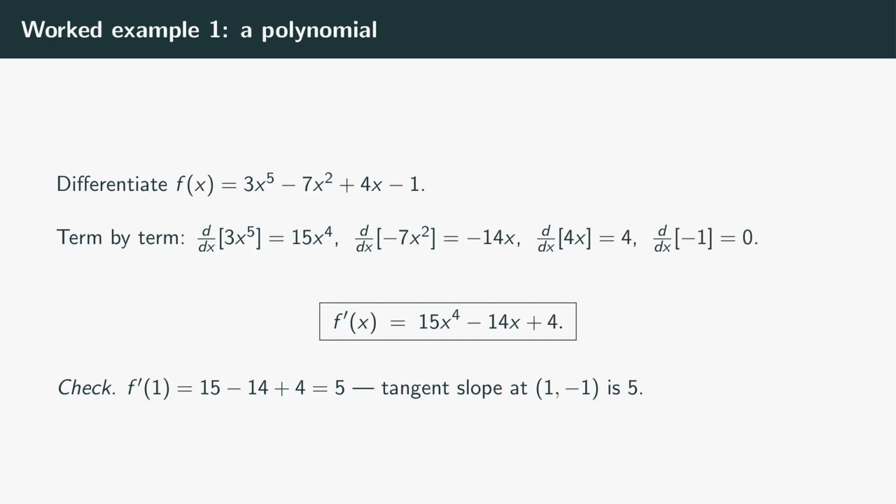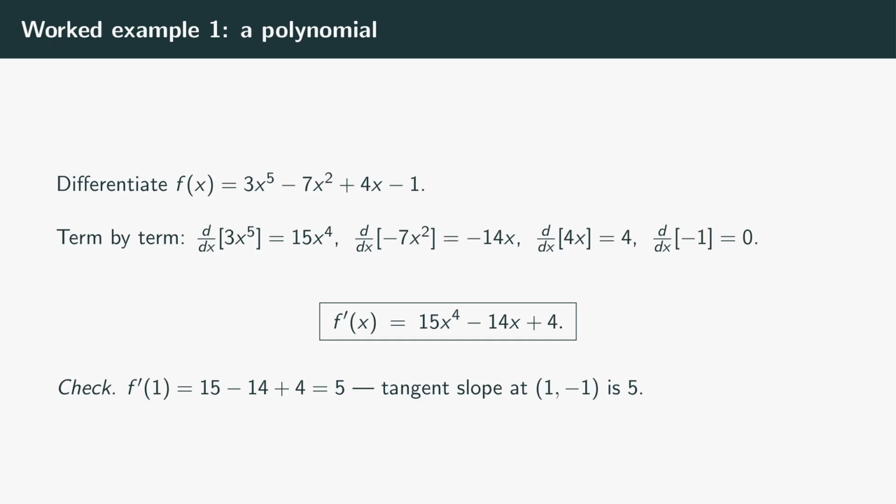Multiplied by 3, that's 15x to the 4th. For the second term, minus 7x squared, the constant multiple is minus 7, the derivative of x squared is 2x, and the product is minus 14x. For the third term, 4x. The derivative of x is 1, that's the power rule with n equal to 1, so the derivative of 4x is just 4. For the last term, the constant minus 1, the constant rule gives 0. Add everything up. The derivative is 15x to the 4th minus 14x plus 4.